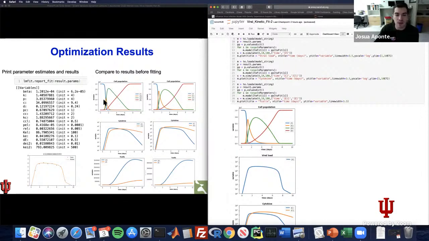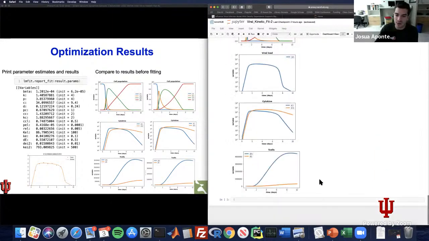Most of the work of the model was achieved. The fitting was achieved by letting cells live a little bit longer, adjusting the parameters so cells live a little bit longer. And with that, you can get a curve that fits the data better.